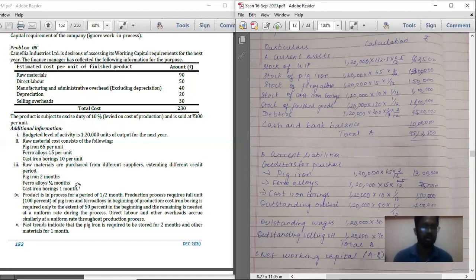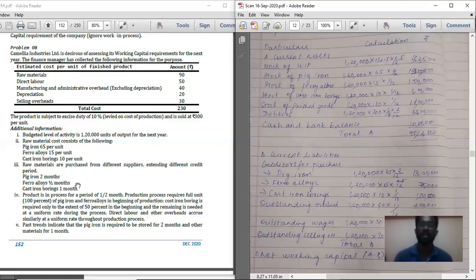Stock of ferroalloy. What is the time period they have given? For other material, it is 1 month. So this ferroalloy costs 15 rupees per unit. So in respect of stock of ferroalloy, in calculation column, record 1,20,000 into 15 into 1 divided by 12. Amount column recorded 1,50,000.